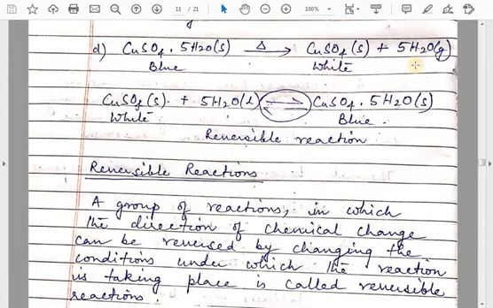Now this CuSO4 is also called anhydrous copper sulfate. If you add water in anhydrous copper sulfate, you will be again getting the blue color copper sulfate crystal or hydrated copper sulfate. Now this reaction is called reversible reaction. This reaction is also called the reversible reaction. I have shown by this one only.